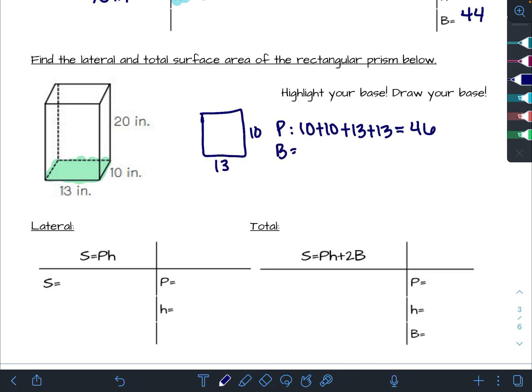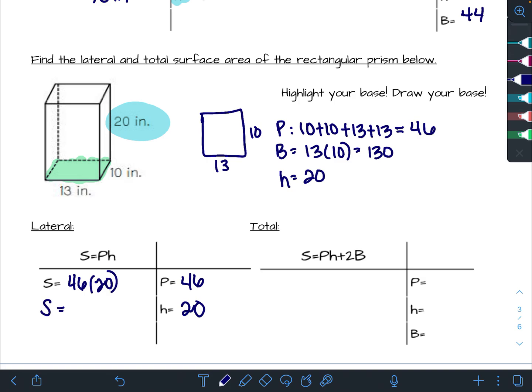To find my big B, I'm doing 13 times 10, which gives me 130. And then that leftover number that I'm not using is this 20. So I know the height of my prism is 20. That H is not asking for height of your base, it's height of your prism. So when I go to put my numbers into my formula over here, I have 46 and I have a height of 20. So my lateral surface area is going to be 46 times 20, which gives me a lateral surface area of 920 inches squared.